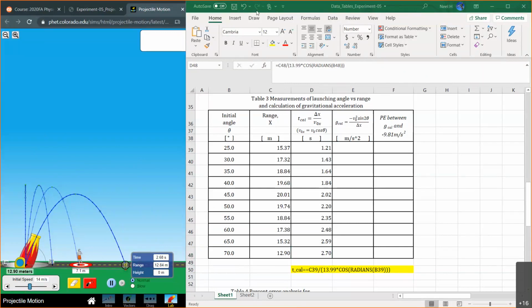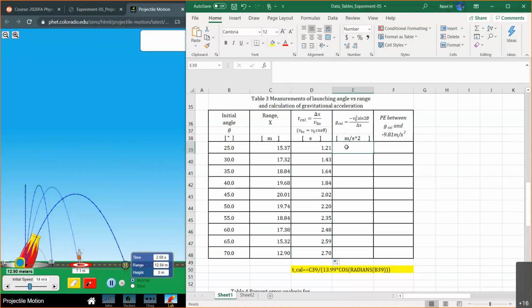Okay, so let's continue. Any questions so far? Okay, any questions? All right, so let's continue then. Earlier we tested the time of flight, right? So it looks like the time of flight is good. So let's calculate the gravity and see what number we get.